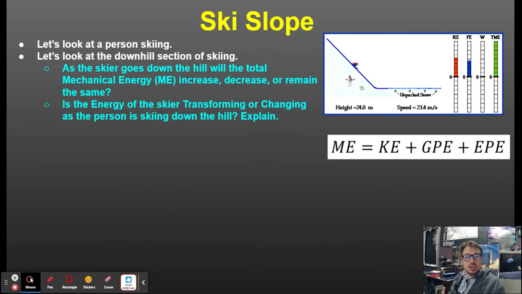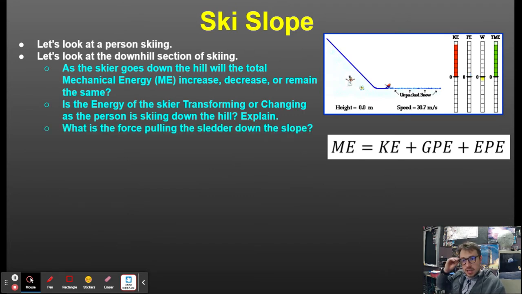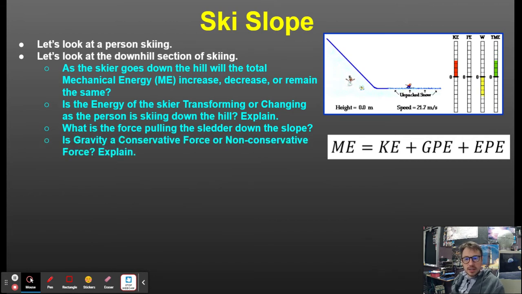So the energy is going to be transforming, right, because we're going from gravitational potential energy to kinetic energy. Now, this question is what force is pulling the slider down the slope? It's going to be gravity. Gravity is what's causing it to transform, and gravity is a conservative force because it's path independent, and it's storing that energy, and that energy is being released as that skier is going down the slope.